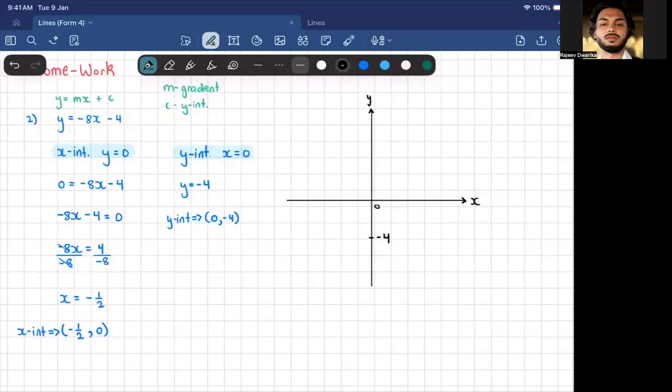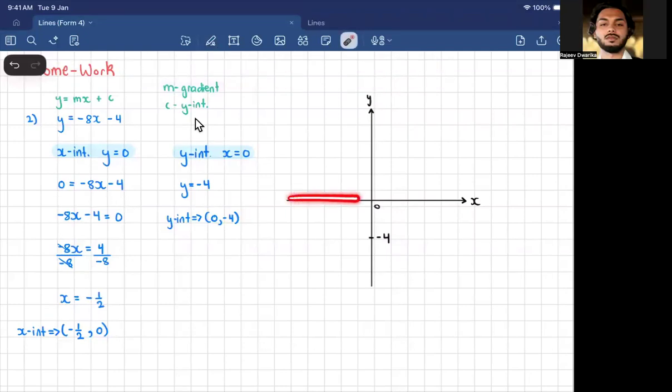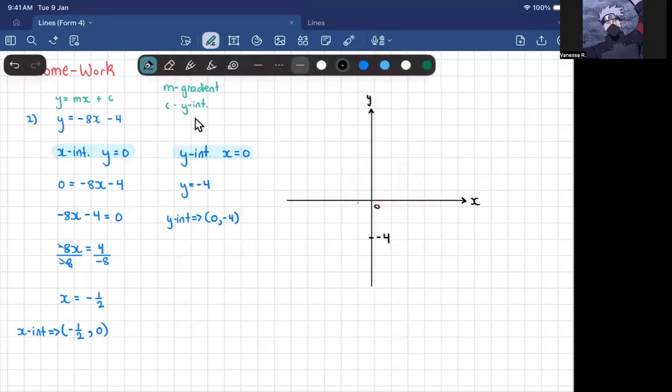A half. Positive a half or negative a half? Negative a half. So should I put that negative a half over here, left or right? Left. I should put it to the left. So we could say that this is negative a half, right?